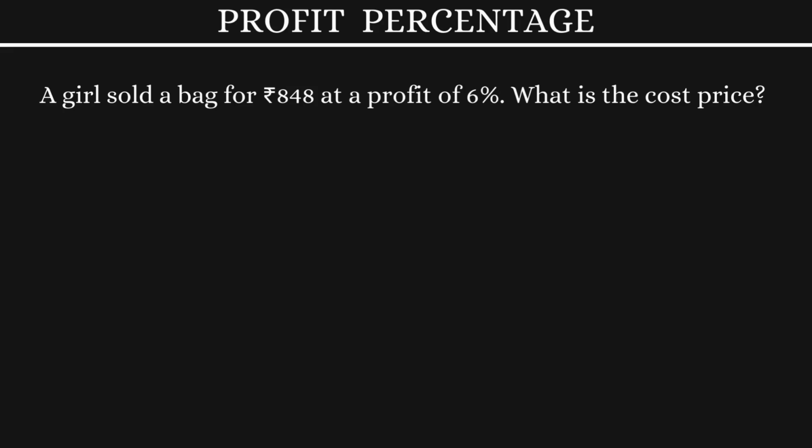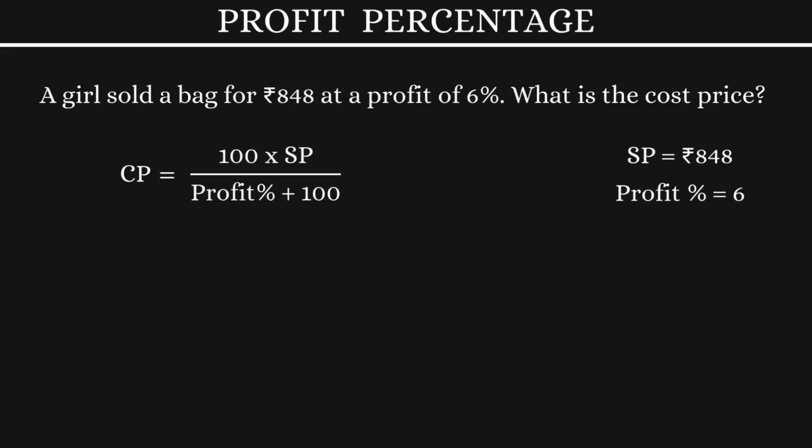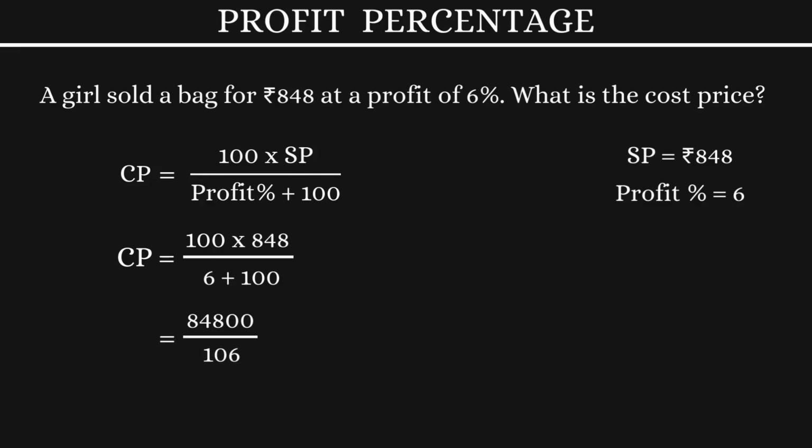What is the cost price? Let's note down the values that are given. Selling price is 848 and the profit percentage is 6%. Let's substitute these values in our formula. So the cost price is equal to 100 into 848 divided by 6 plus 100. We get 84,800 divided by 106. This gives us a value of rupees 800, which is the cost price.